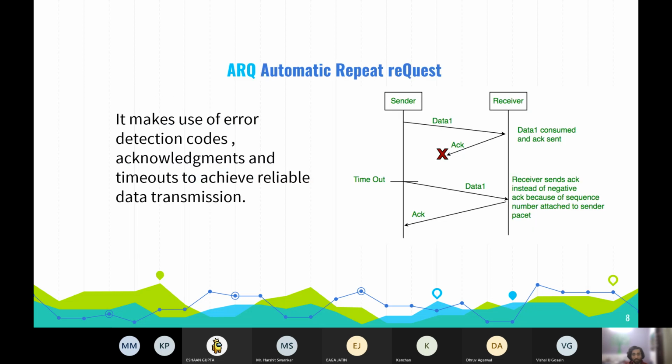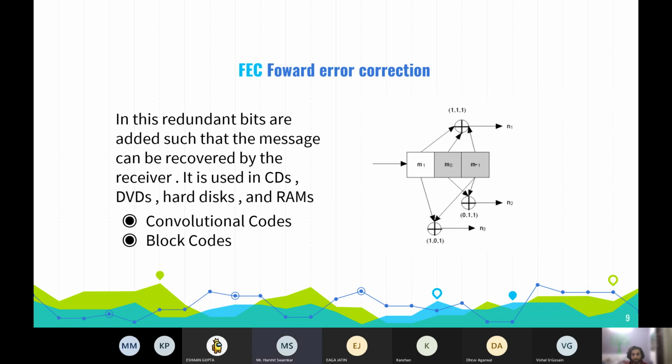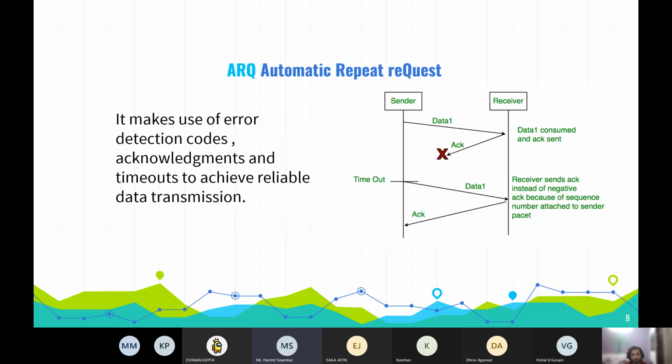ARQ stands for automatic repeat request. It basically means that when a sender sends a signal, the receiver has to send an acknowledgement back. If it does not receive the acknowledgement, the sender has to send the signal again. So this is ARQ. Sir, in ARQ, the signals keep sending, and if we don't get it back, is it a continuous process? Yeah, there are various types of ARQ.